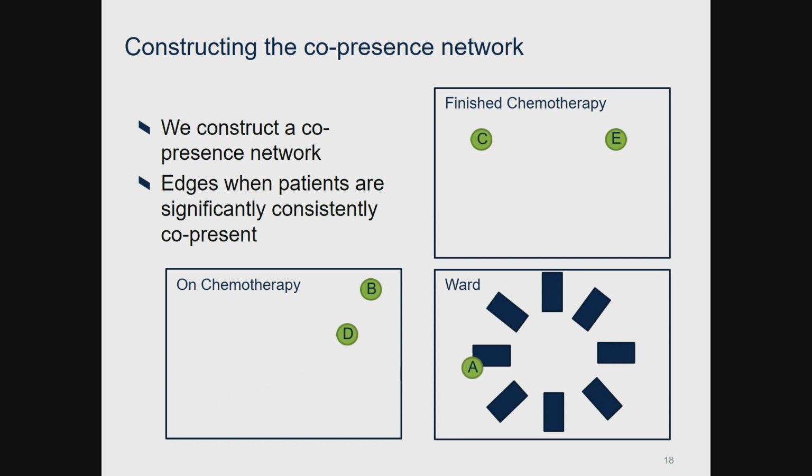And then finally, on day 3, we'll see the same pattern. A and B will be co-present, and B and D will be co-present. So A and B and D were co-present 3 times each, so those are going to be consistent co-presence and will draw edges between them. Importantly, notice that it is not automatically a transitive property. A and B and D are connected, but A and D were actually never in the ward together, so there's no transitive property by definition here.